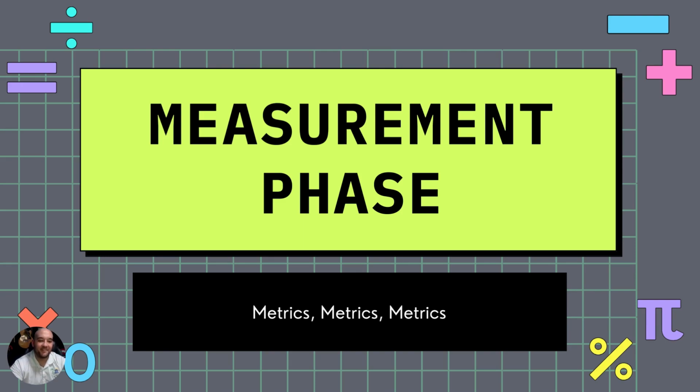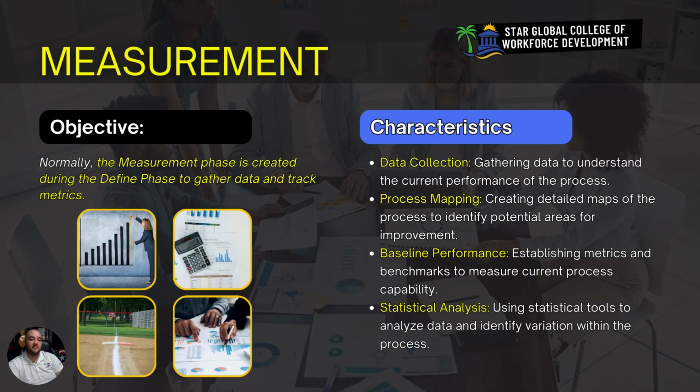So here's the thing. We talk about the measurement phase, and it's all about metrics, right? And understanding those metrics, whether they're quantifiable or qualitative, as a way to evolve your process or your organization. Now, we talked about this briefly, but normally the measurement phase is created during the define phase, and you're kind of putting these two together to gather data and track those metrics.